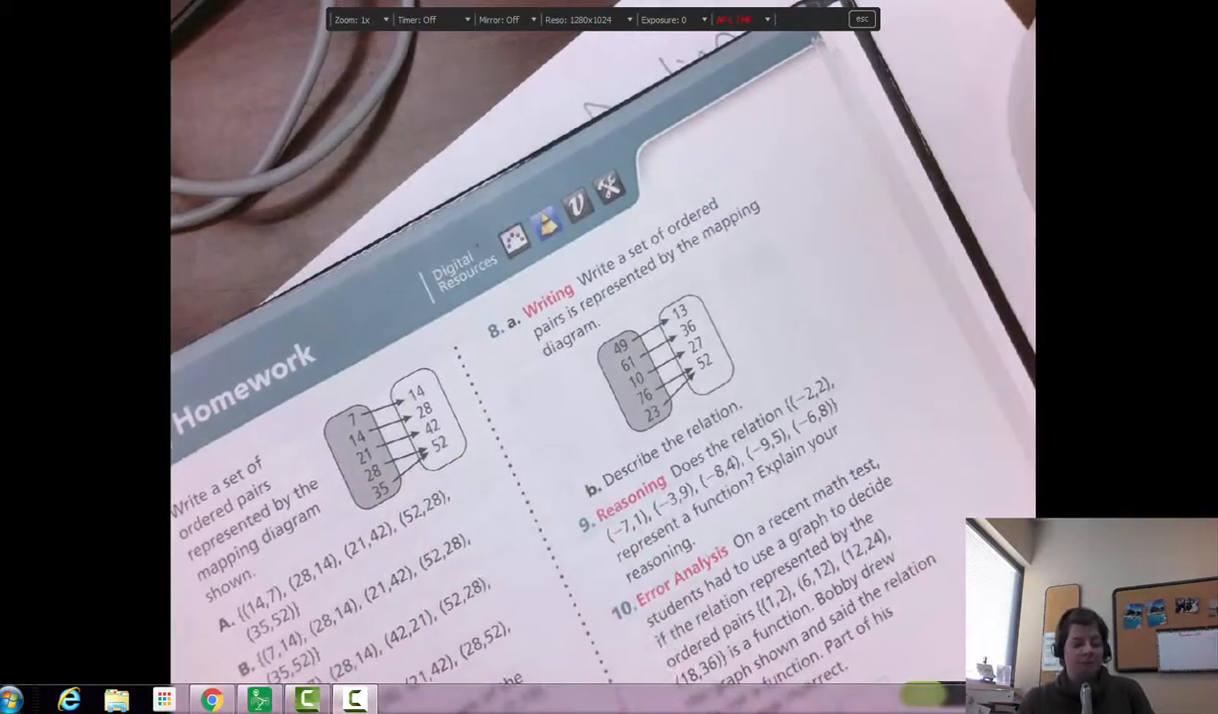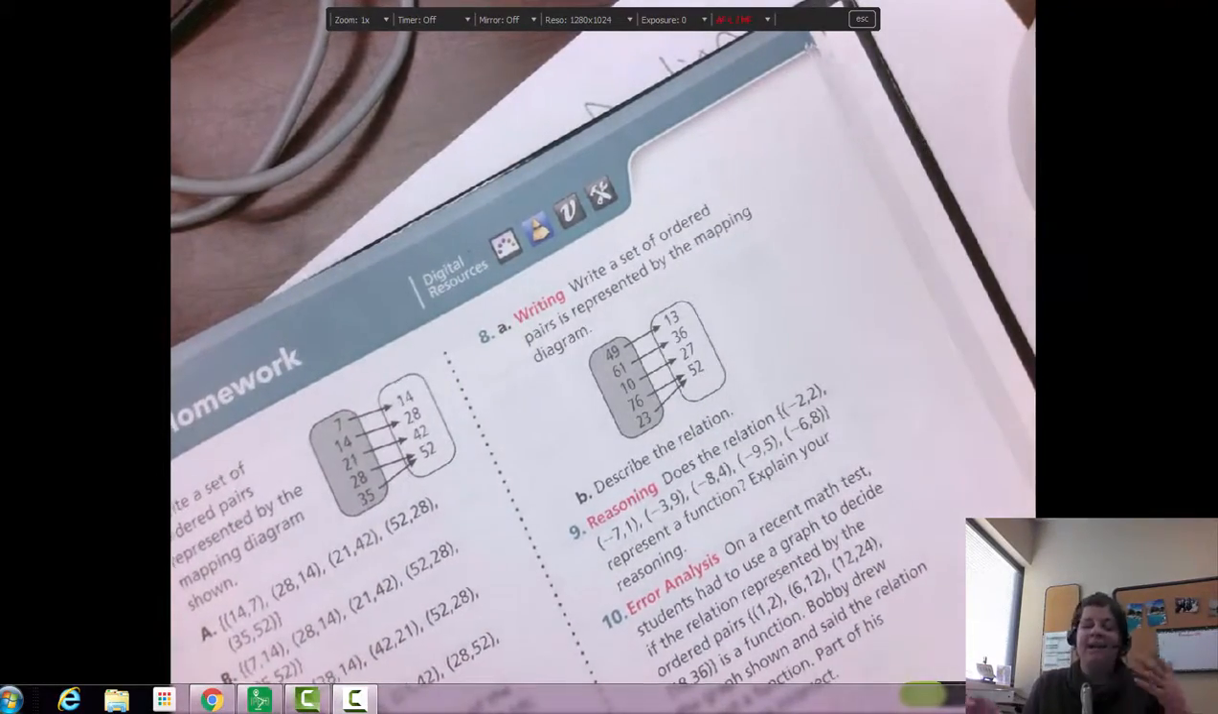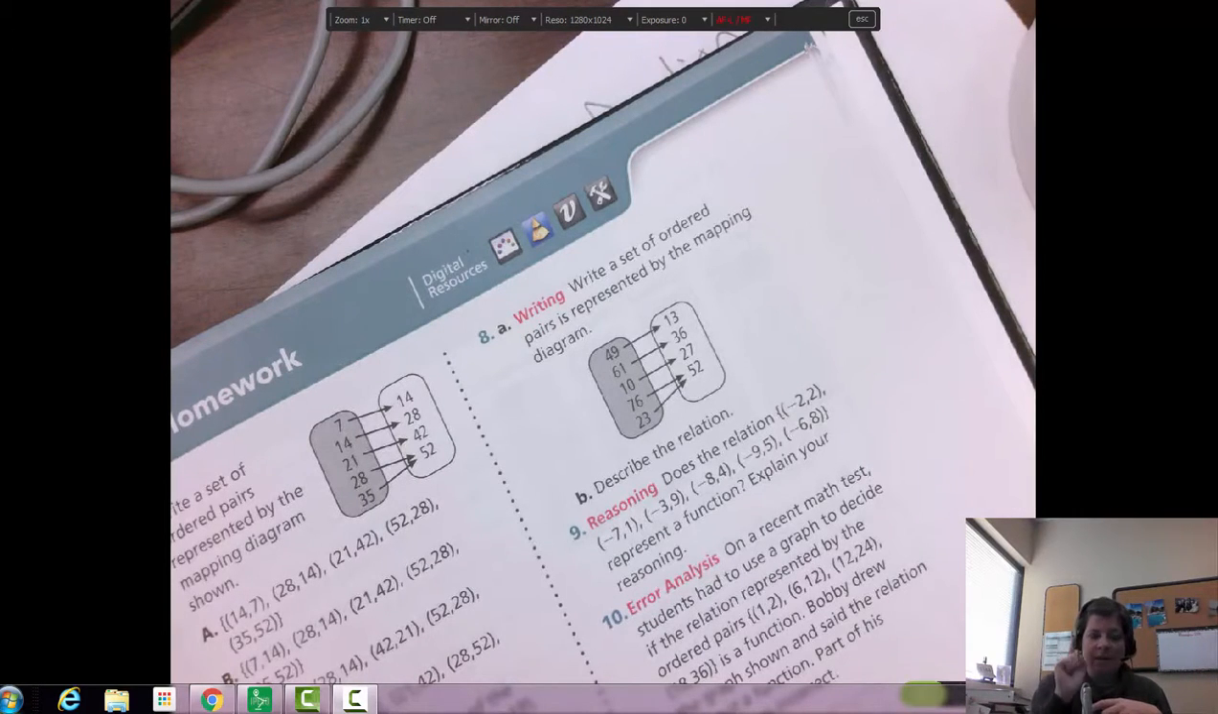All right, so on your homework, you're looking at charts and you're looking at points and you're looking at a graph and you're deciding, are these a function? Okay, look at those x values. Do they repeat? Not a function if they do.